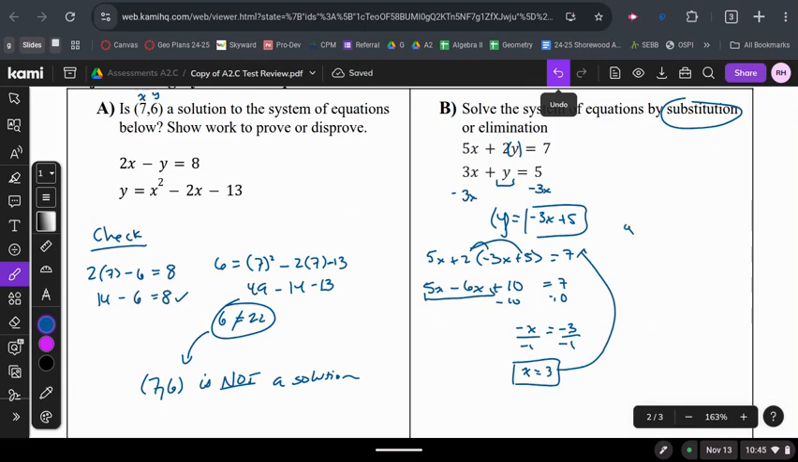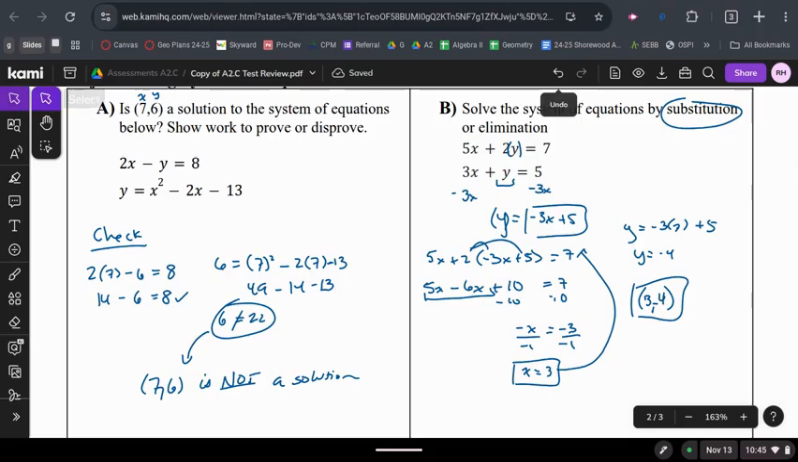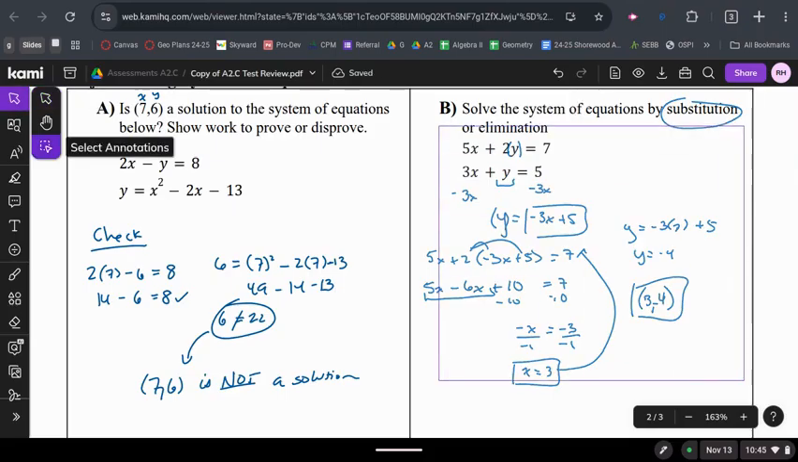Now I need to figure out what my y value is. Well, I have that equation up there. y is equal to negative 3x, which is 3, plus 5, which is going to be negative 4. So our x value is 3, y value is negative 4 as our final solution. So that was solving by substitution. Now to look at elimination.